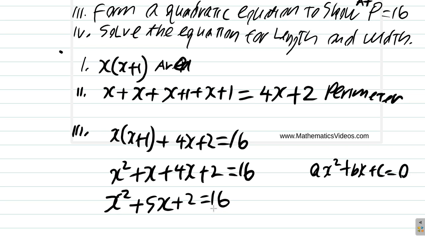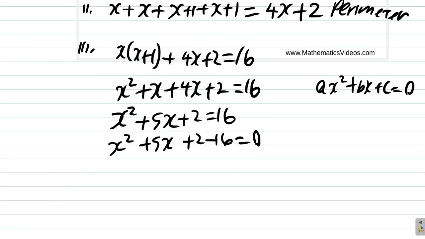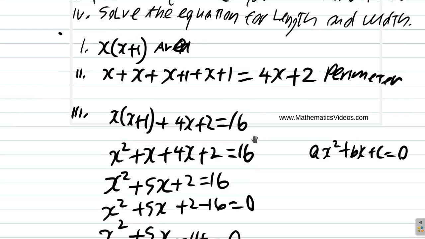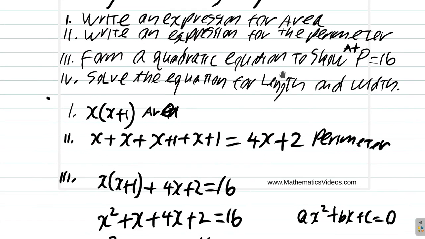I want it to equal 0. So I subtract 16 from both sides. So you have x squared plus 5x plus 2 minus 16 equals 0. And then 2 minus 16 is what? Negative 14. So x squared plus 5x minus 14 equals 0. That's the quadratic equation that we want.